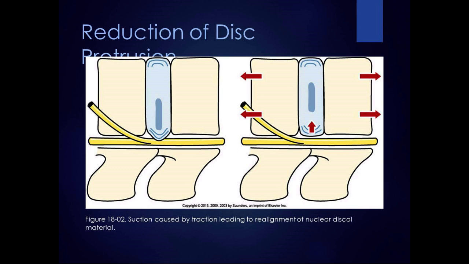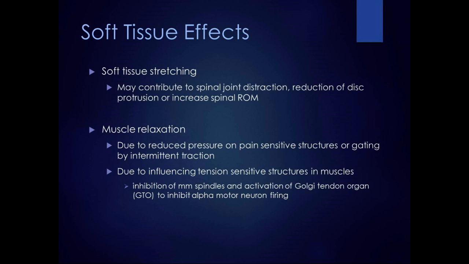So there are lots of effects that traction can have on pain, and some of them have to do with reduction of disc protrusion. The soft tissue effects, soft tissue stretching in the area may contribute to spinal joint distraction and a reduction of disc protrusion or increased spinal range of motion. Frequently, to get these soft tissue effects, we're going to be combining traction with other modalities like ultrasound or superficial heat or soft tissue mobilization.